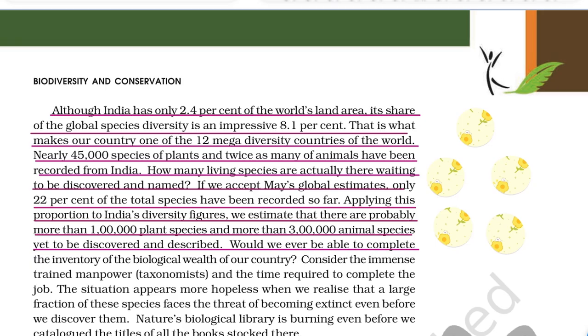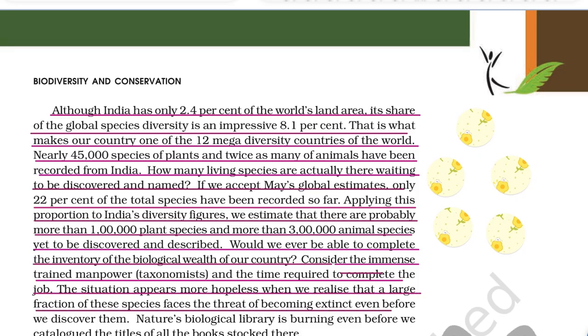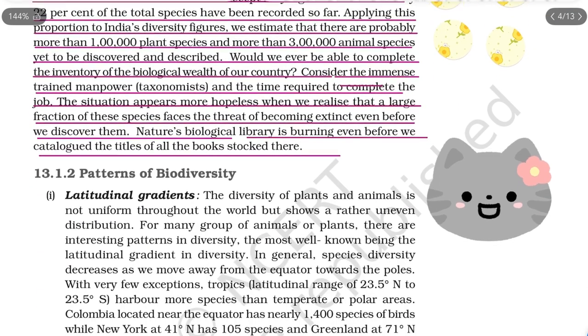Would we ever be able to complete the inventory of the biological wealth of our country? Consider the immense trained manpower, taxonomists, and the time required to complete the job. The situation appears more hopeless when we realize that a large fraction of these species faces a threat of becoming extinct even before we discover them. Nature's biological library is burning even before we have cataloged the titles of all the books stocked there.